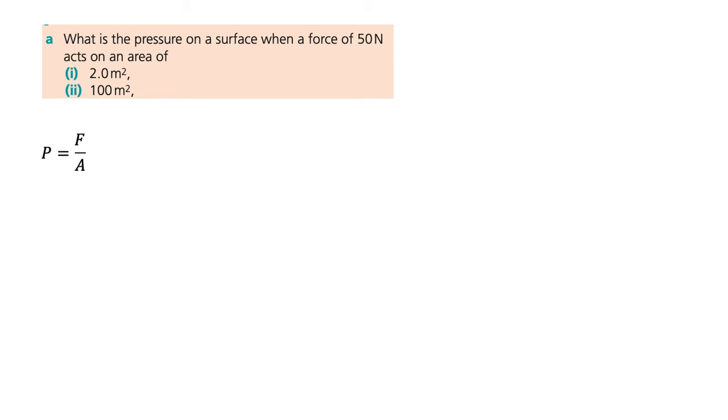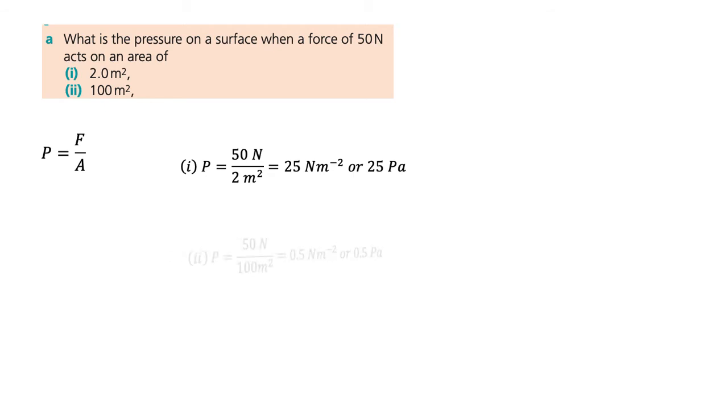So in part one, we have a force of 50 newtons, and it acts over an area of 2 meters squared. So that's 50 divided by 2. So we get 25 newtons per meter squared, or just 25 pascals, right? If at any time you miss something, you can always pause the video or replay it to make sure that you see what's going on.